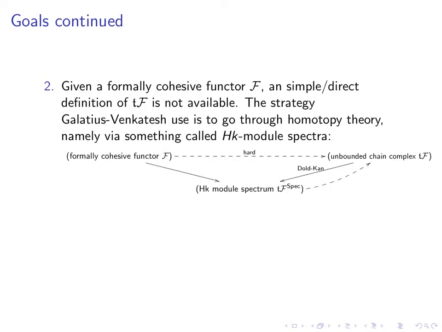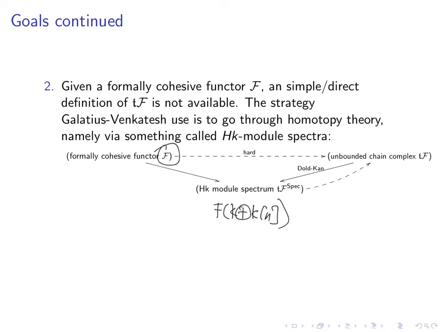So the majority of the talk will be developing the tools needed to explain how to define this tangent complex that's associated to this functor F. And unfortunately, there's not a direct definition. And so the strategy Galatius and Venkatesh use is to go through homotopy via something called the HK modulo spectrum. So again, we start with the cohesive functor F, then we're going to define basically a sequence of simplicial sets fairly easily by evaluating this functor F at various Artin rings.